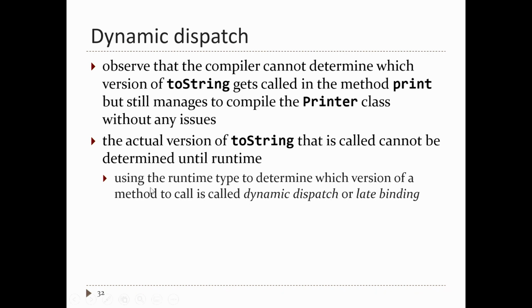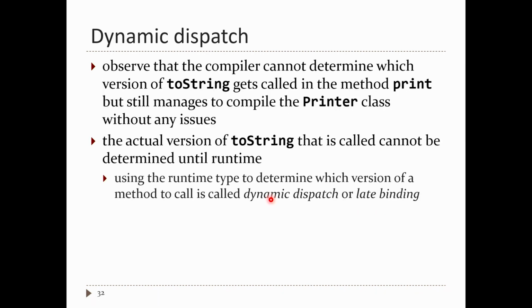It turns out the something that figures it out is the Java virtual machine. So using the runtime type to determine which version of a method to call is this thing called dynamic dispatch. It also has the name late binding.